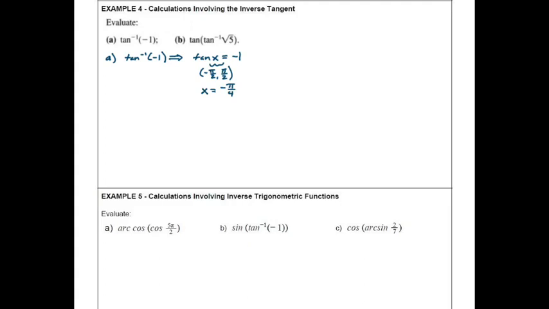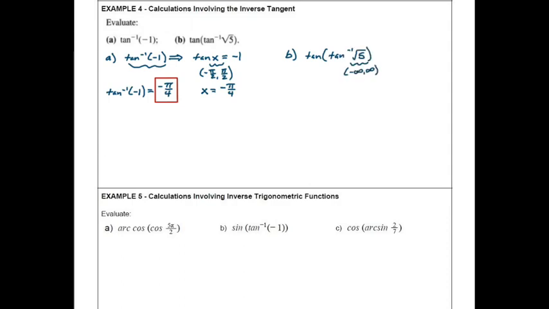Now you don't have to rewrite it this way. You can really think tangent inverse of negative 1 puts me in quadrant 4, and I need an angle in quadrant 4 that's less than pi over 2, greater than negative pi over 2, and that would be negative pi over 4. And then for part B, tangent of tangent inverse of root 5.